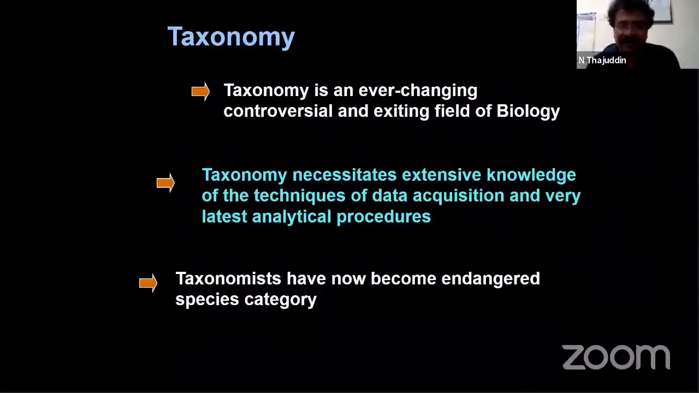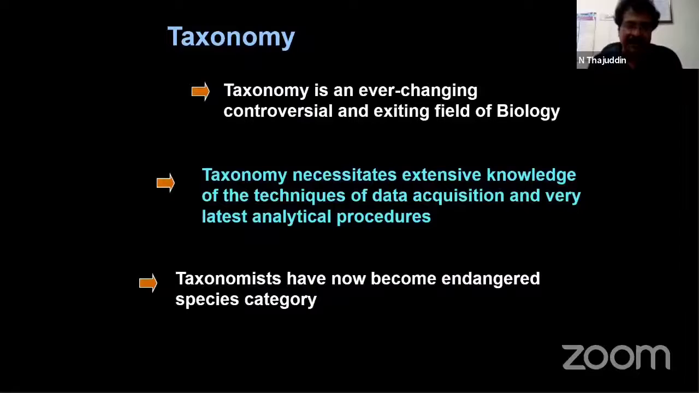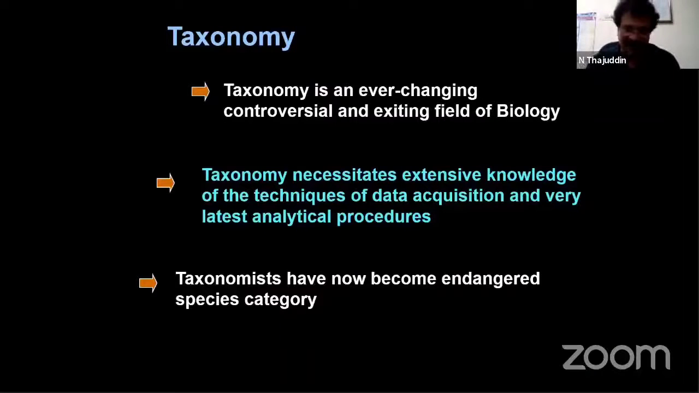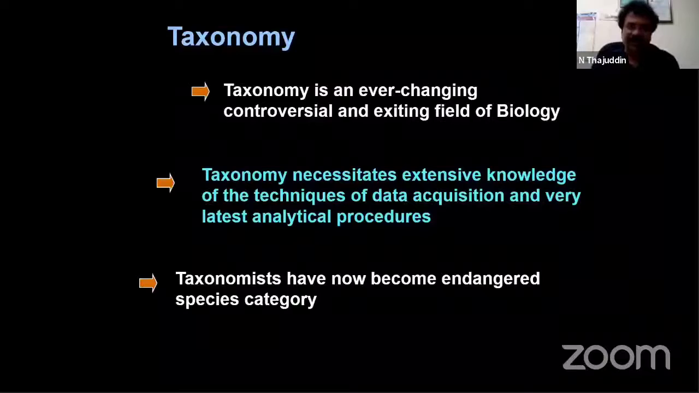So for this, we need extensive data on why we are identifying this organism based on some morphological properties. And taxonomy necessitates extensive knowledge of the techniques of data acquisition, and the very latest in field condition. The morphology is different. For example, some cyanobacteria, Nostoc and Microchaete species, in field condition, Nostoc looks like a mucilaginous matrix or ball. Based on this mucilaginous assemblage, we call it Nostoc.